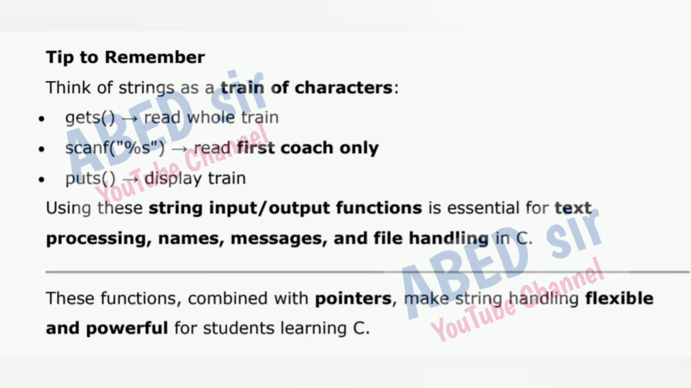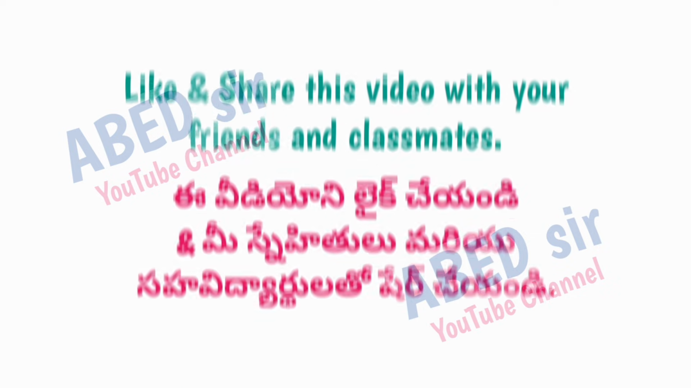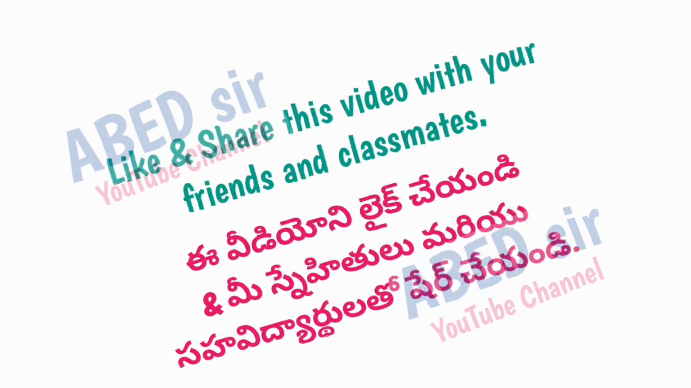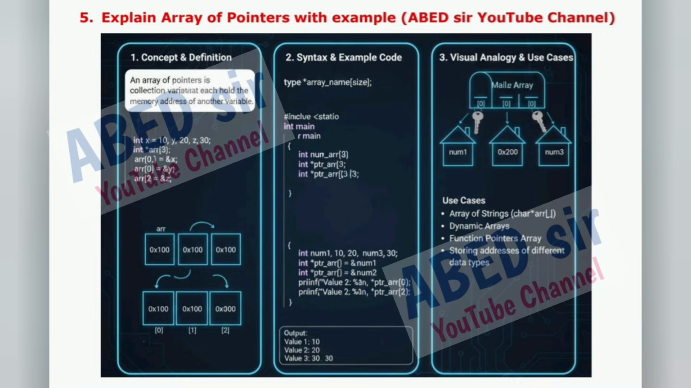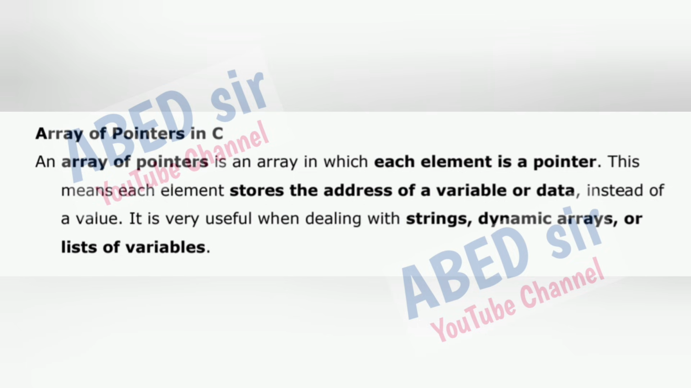These functions, combined with pointers, make string handling flexible and powerful for students learning C. Next important long question is 5: Explain array of pointers with example. Array of pointers in C. An array of pointers is an array in which each element is a pointer. This means each element stores the address of a variable or data instead of a value. It is very useful when dealing with strings, dynamic arrays, or lists of variables.